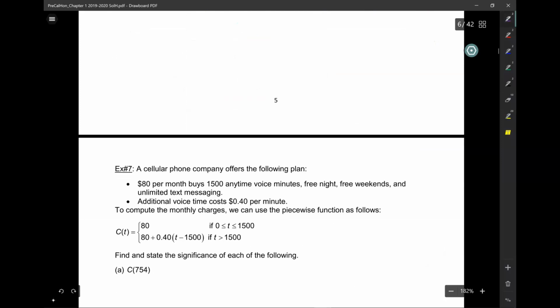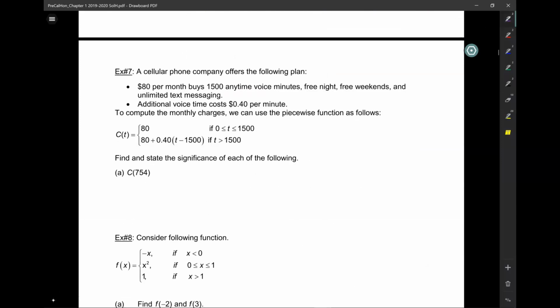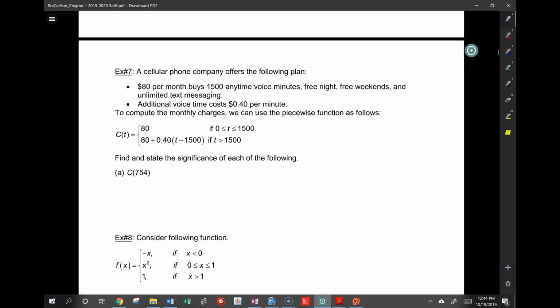Okay, let's solve this problem. A cell phone company offers you the following plan. You know what? I think this problem is getting outdated, because way back when, you couldn't just use your cell phone whenever you wanted. You only had a certain number of minutes that you could use your cell phone, right? Over the weekend, it may have been unlimited.